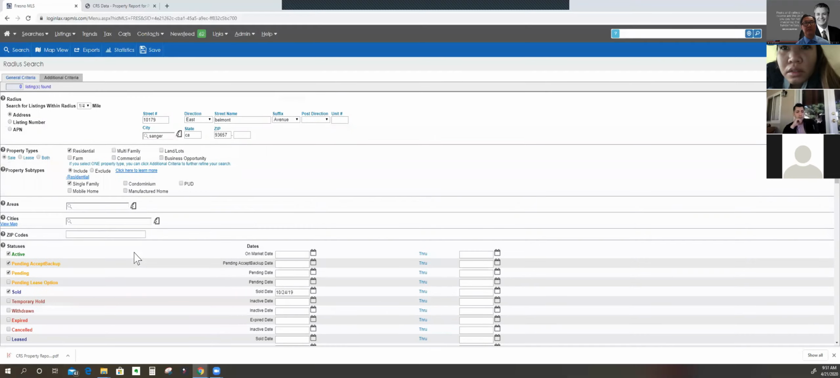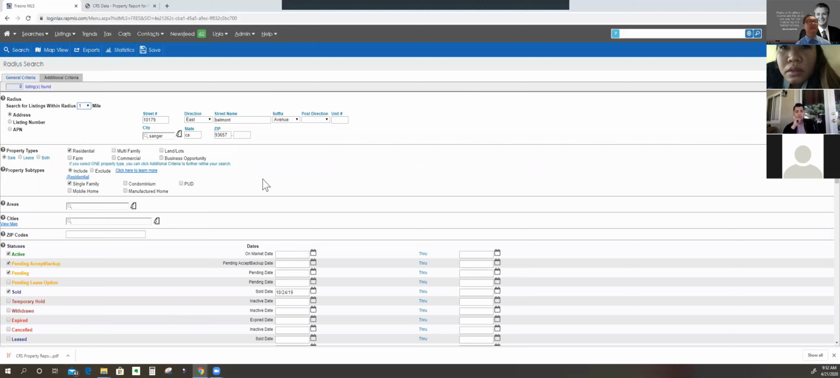So what we're going to do is expand the distance, okay? This thing right here shows how far the radius is that we're going to be searching. So now we're at a half mile away from the property, nothing similar. We're a mile away from the property.